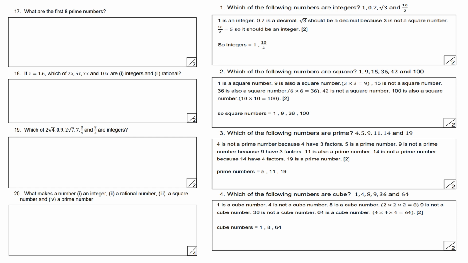Question 17. What are the first 8 prime numbers? So the first prime number is 2, okay? Then it's 3, then it's 5, then it's 7, then it's 11, then it's 13, 17, and then it's 19. Okay, they are your first 8 prime numbers.